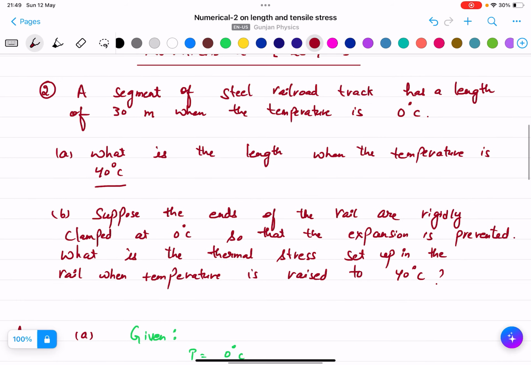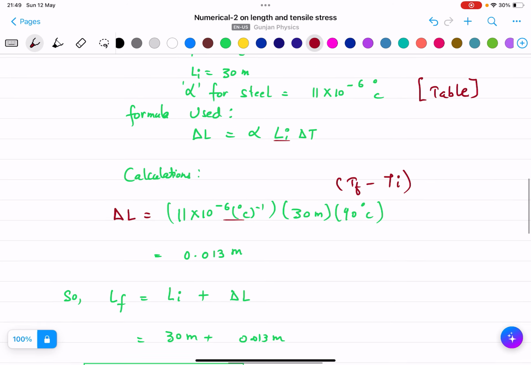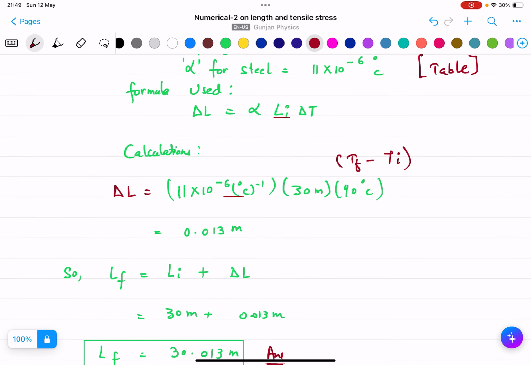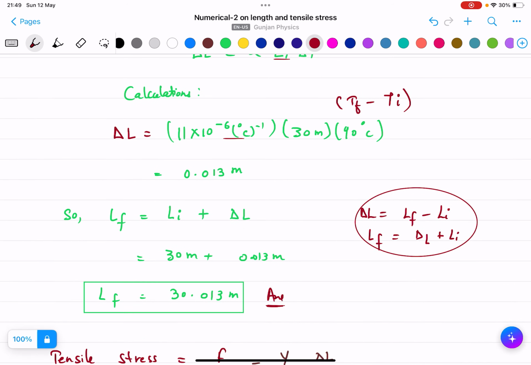Okay. Now, what is Lf? Lf is the length when the temperature is 40 degrees Celsius. So we have calculated delta L, right? So what will be Lf? Delta L will be Lf minus Li. What is delta L? Obviously Lf minus Li. So Lf will be delta L plus Li, right? So this will be my Lf. So I'm just placing the values and I got the answer Lf equals 30.013 meter.